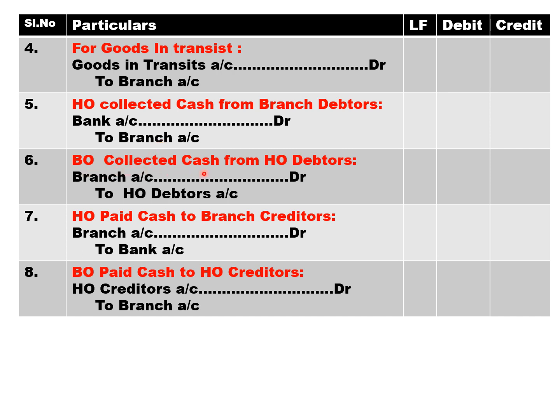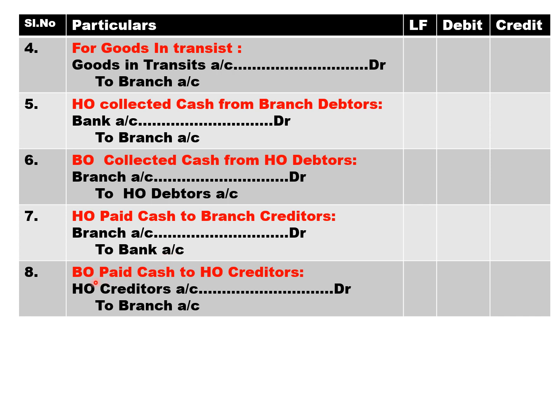Branch office collected cash from head office debtor. So the debtor has to pay to head office, but that person has paid to branch office. So the journal entry will be branch account debit to head office debtor account. Head office paid cash to branch creditor. Branch has to pay, but head office has paid. So the journal entry will be branch creditor account debit to bank.